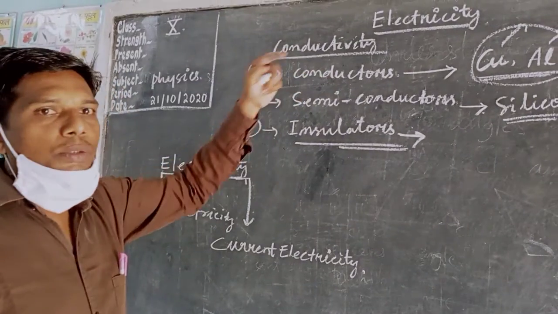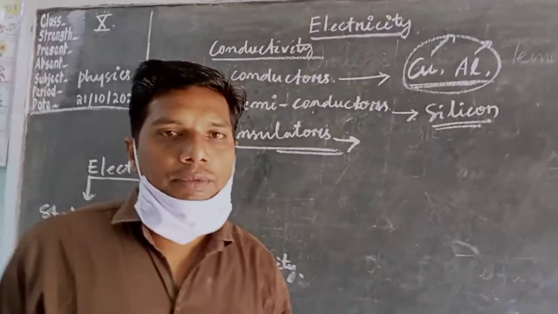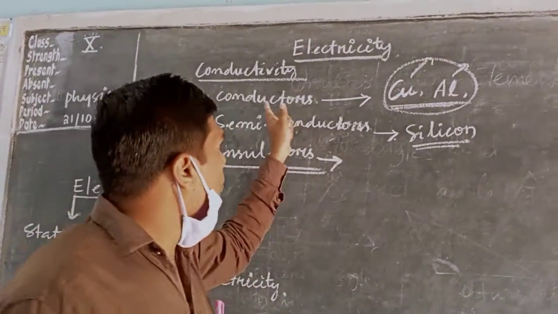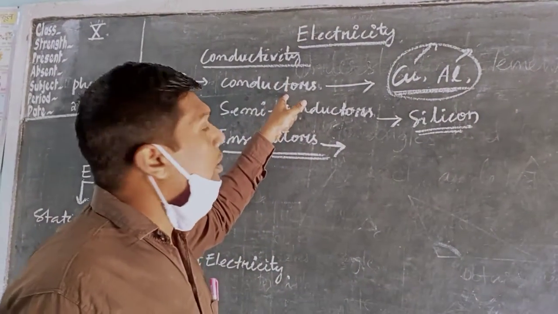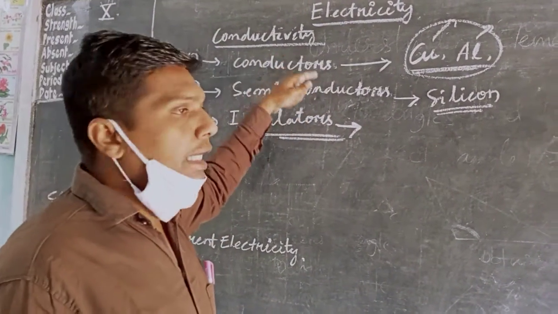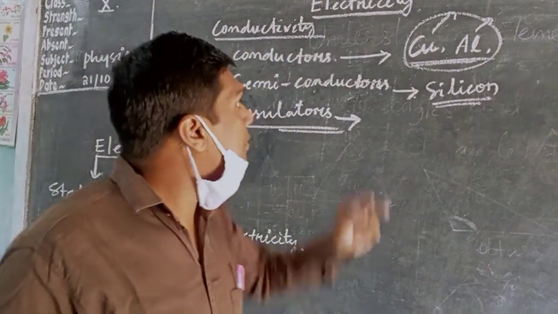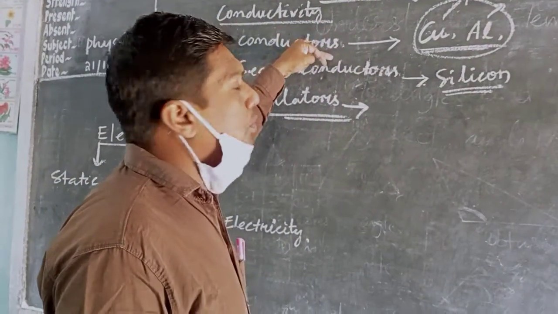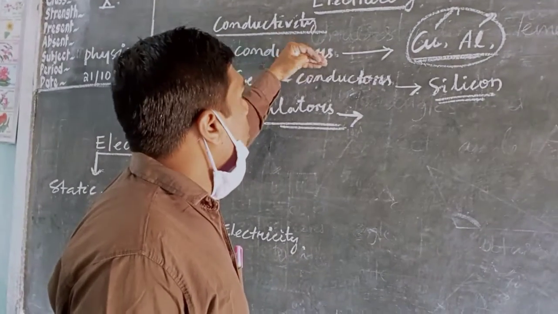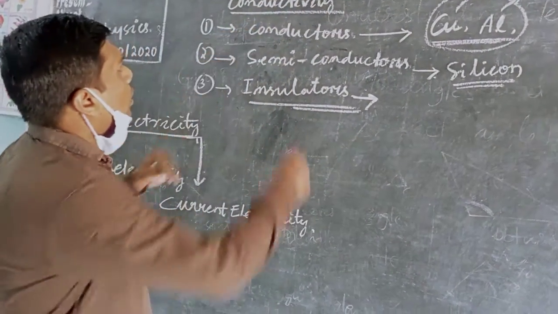A conductor is a substance which can allow current to pass through itself. Why can these conductors allow the current to pass through themselves? Because they have free moving electrons. Due to these free moving electrons, they are able to allow the current to pass through themselves. Therefore, these substances are known as conductors.